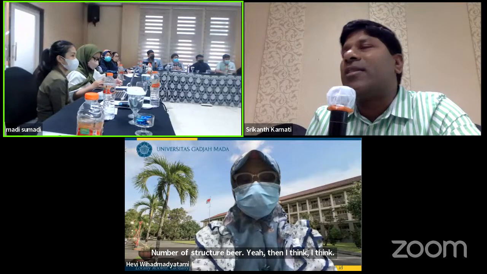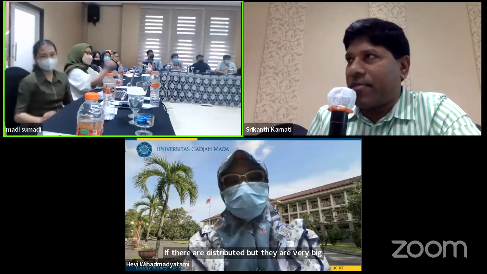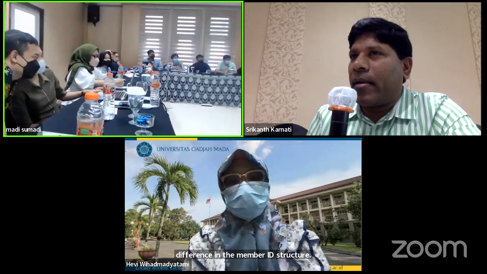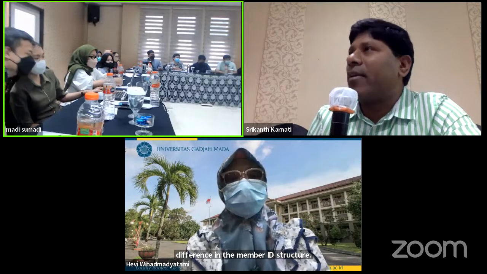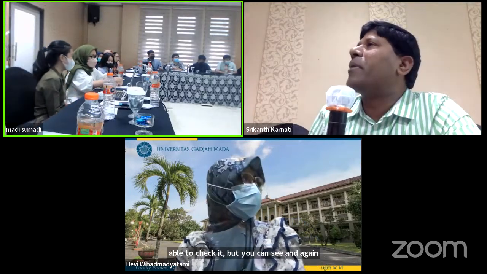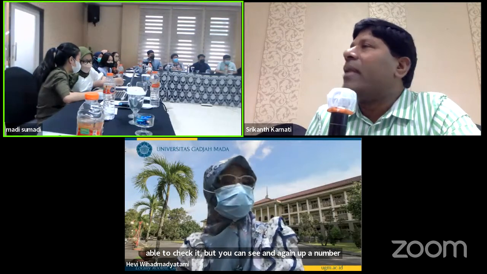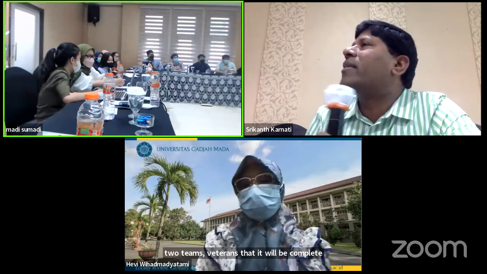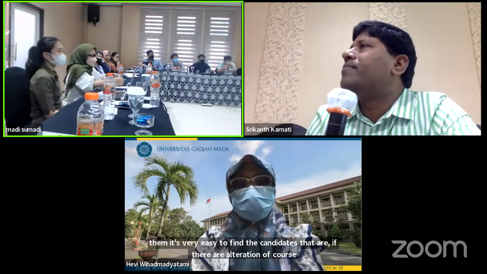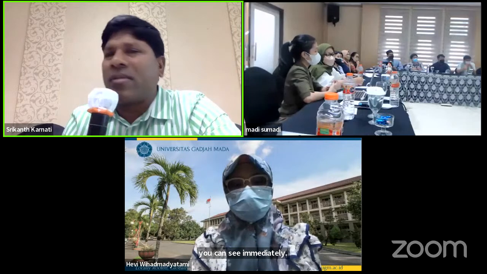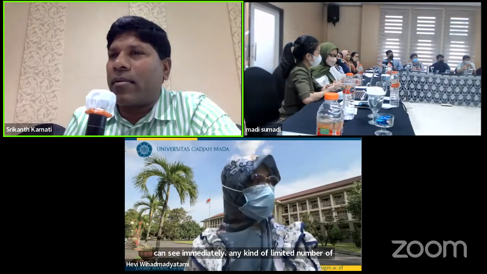If there are very big differences in the membrane structure, then we can see them with normal histology. With light microscopy I am not sure you are able to check it, but you can label any kind of membrane protein, such as cadherins, and see them clearly. It's very easy to find cadherins, and if an alteration occurs, you can see it immediately. There are many membrane proteins that you can beautifully label, with not so many technical problems.